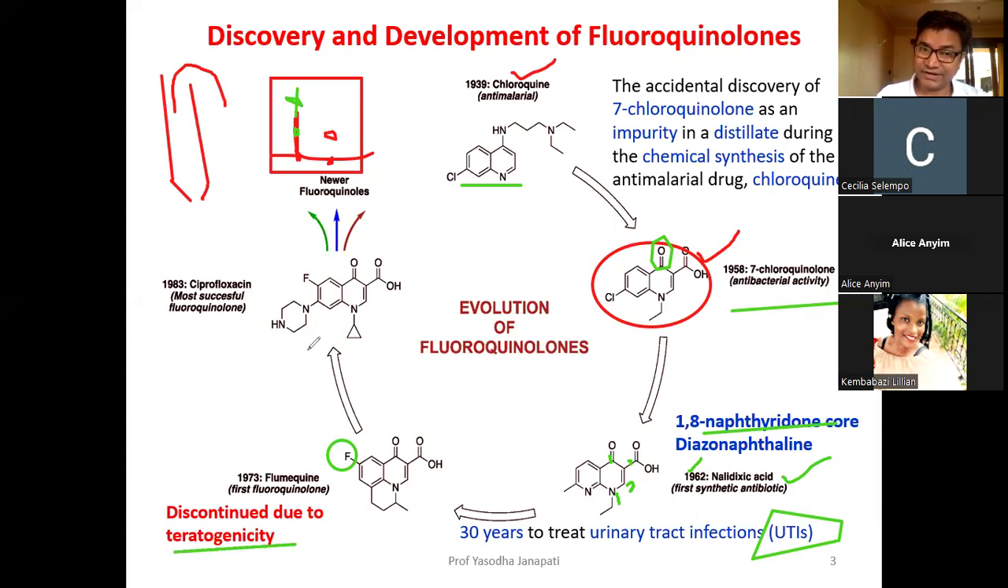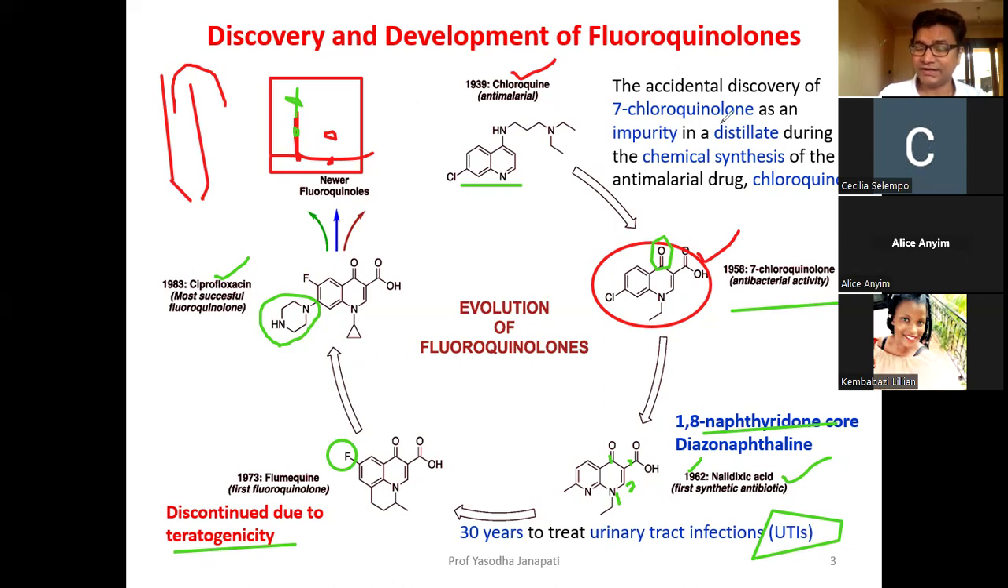Further modifications were done, where they placed a piperazine nucleus, which gave ciprofloxacin. This is now the most successful fluoroquinolone. From ciprofloxacin, we got various new fluoroquinolones. That's why I told you in the beginning that it is the first antibiotic which was discovered completely from synthesis.